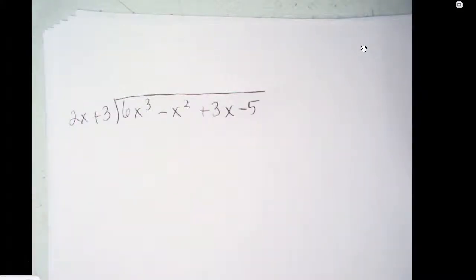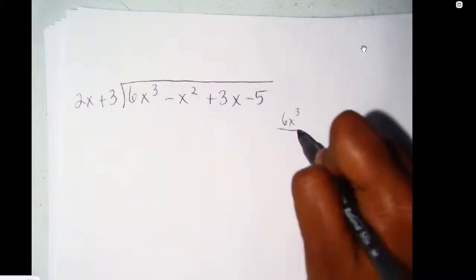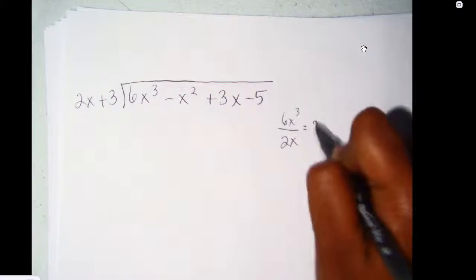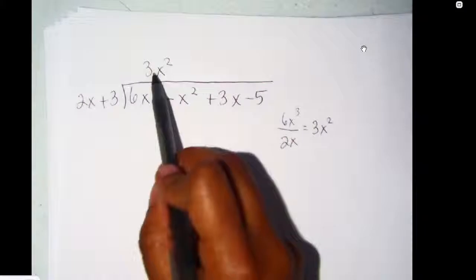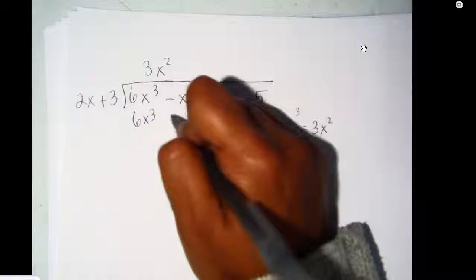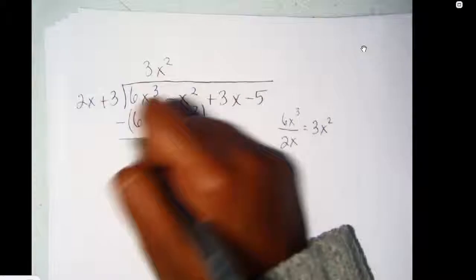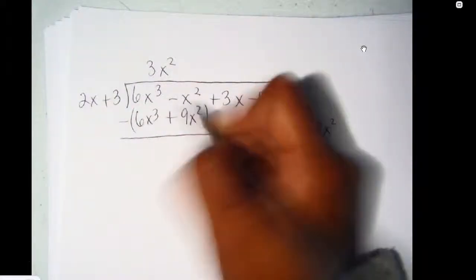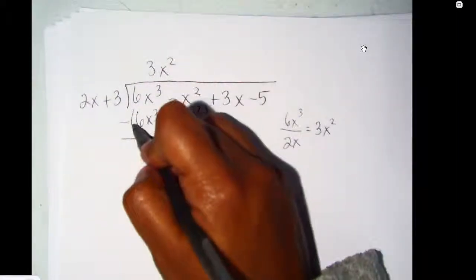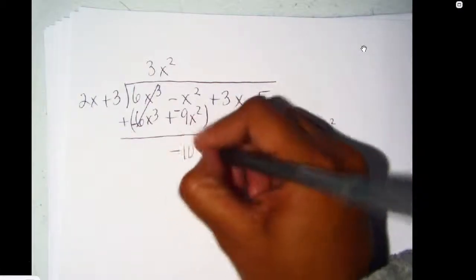All right. So for this one, same thing. I'm going to move a lot quicker. So I have 6x cubed over 2x. This becomes 3x squared. I multiply, and I'm going to get 6x cubed. I multiply here, and I get 9x squared positive. I'm subtracting. So now I'm going to distribute, and this one will become negative, and so will that one. Okay, that will cancel out, and this will become negative 10x squared.